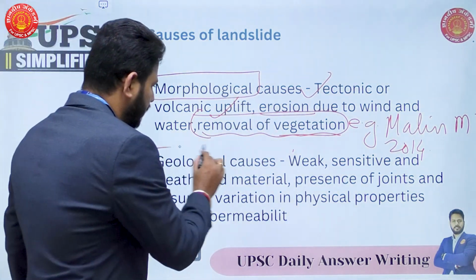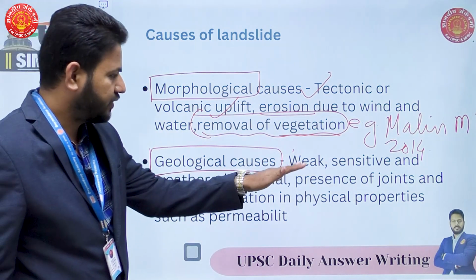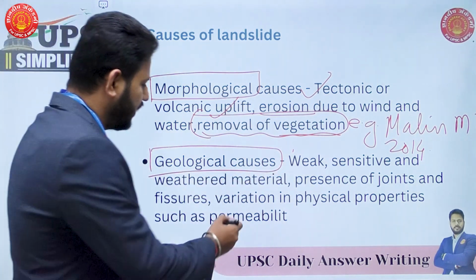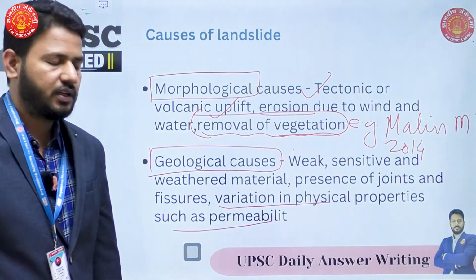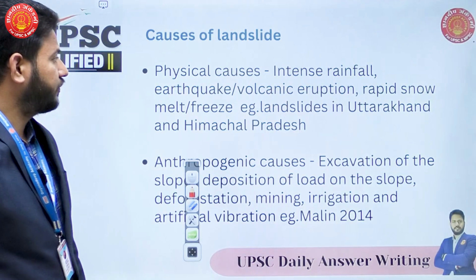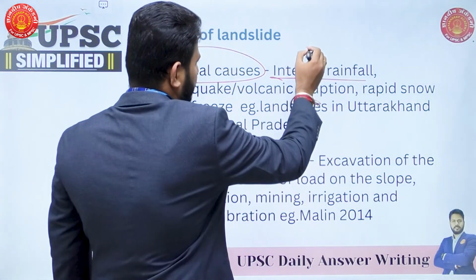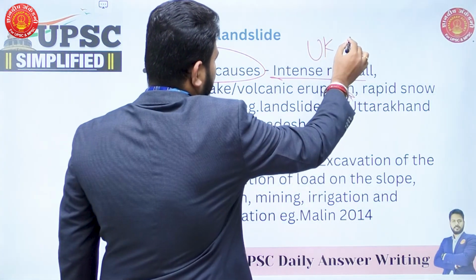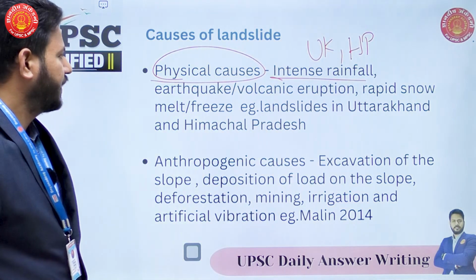Then you have geological causes, right? Weak, sensitive and weathered material, presence of joints and fissures, variation in physical properties such as permeability. This is one reason for landslides. Then you have physical causes. Okay, intense rainfall. Now, this is what happens in Uttarakhand and Himachal Pradesh in India, or all the Himalayan states in India.